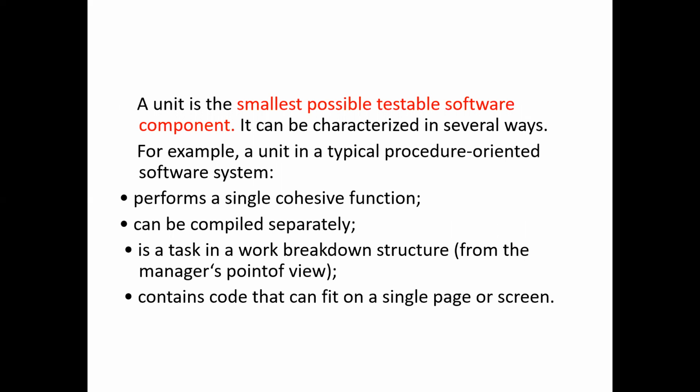It can be characterized in several ways. For example, a unit in a typical procedure-oriented software system performs a single cohesive function. It can be compiled separately. It is a task in a work breakdown structure, that is, from the manager's point of view. It contains code that can fit on a single page or screen. A unit test is performed on a unit, the smallest possible testable software component.